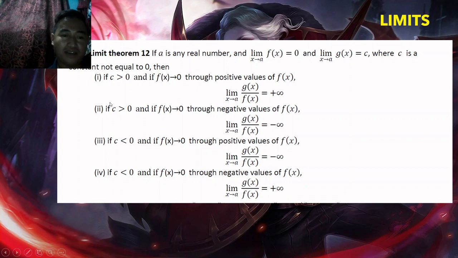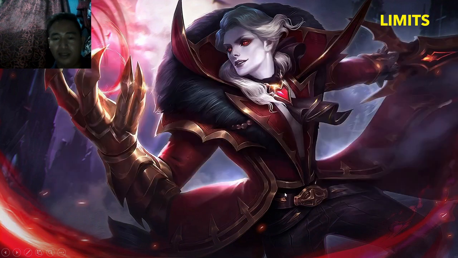If c is positive, the numerator is positive, and f of x approaches 0 through negative values, then the values are negative, so the limit is negative infinity. If c is negative and f of x approaches 0 through positive values, it is negative over positive, so negative infinity. If c is negative and f of x approaches 0 through negative values, it is negative over negative, so positive infinity.